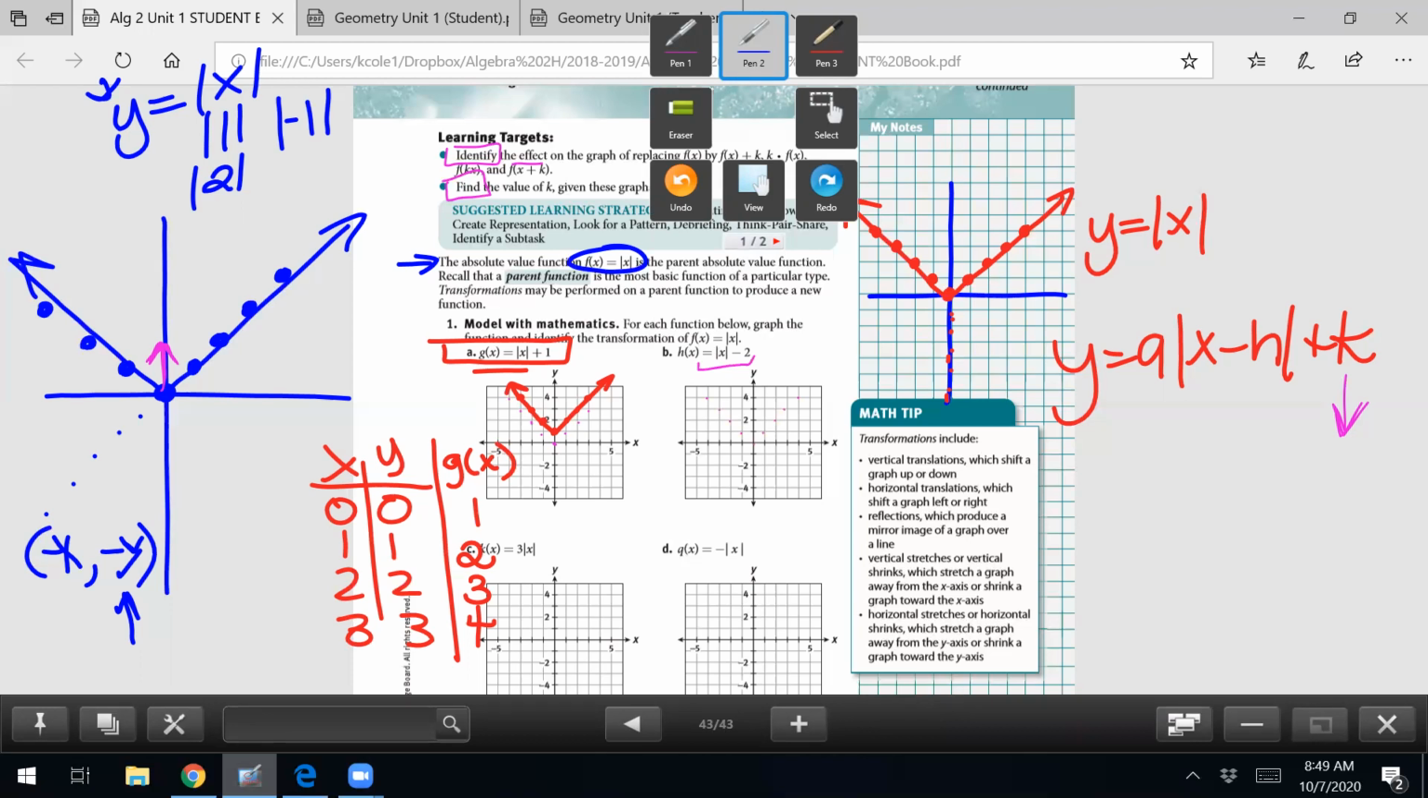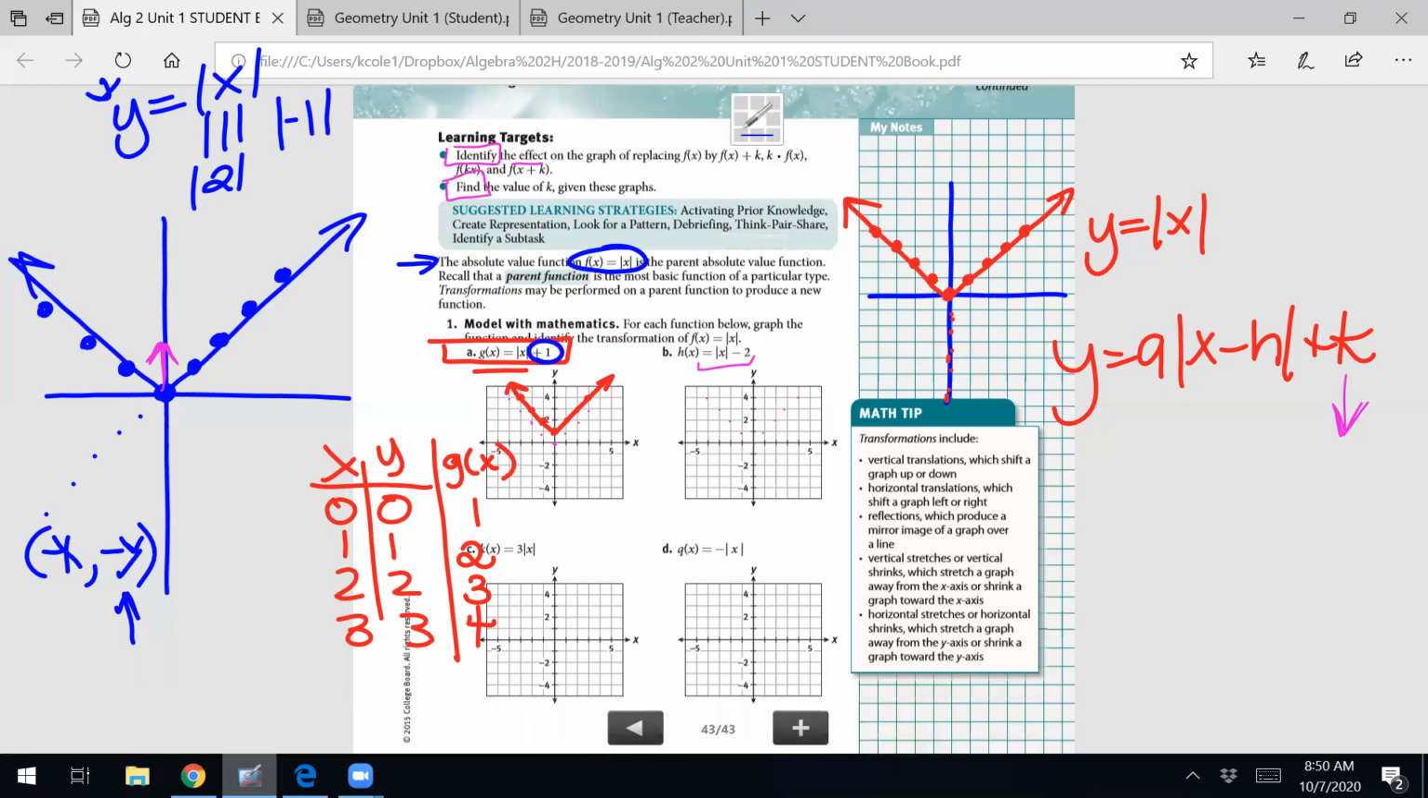David, what do you think? Do you even have a guess? What are you confused about? Okay, well, look, the +1, what did it do to our parent function? David, put your phone down and pay attention. I'm trying so hard to teach this to y'all.